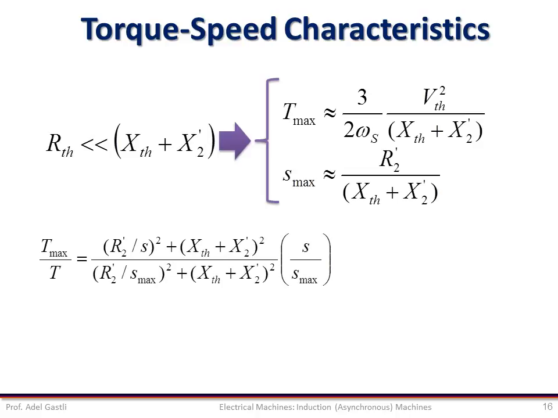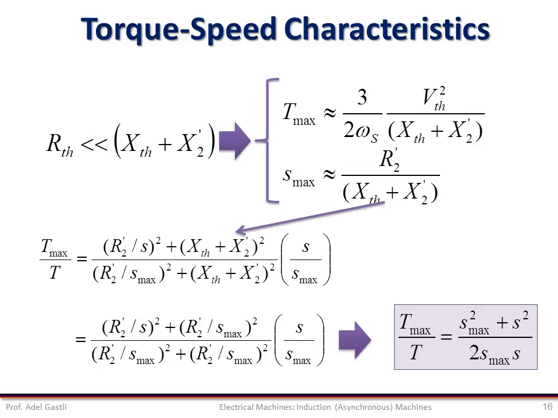Now, if we take the ratio between the maximum torque and the torque developed at any speed, we can get this equation. Replacing X Thevenin plus X prime 2 by R prime 2 over Smax from the above equation, we can rewrite this torque ratio equation as shown here. After simplifications, we can obtain this equation, which relates the torque and slip at any operating point to the maximum torque and slip at maximum torque. Note that this is a very useful equation that can simplify a lot the calculations of the torque if the maximum conditions are known, without going through a complex torque equation and calculations.